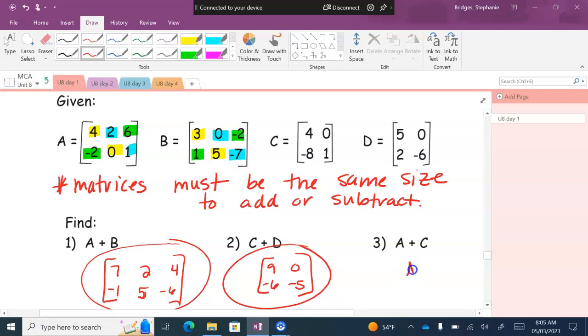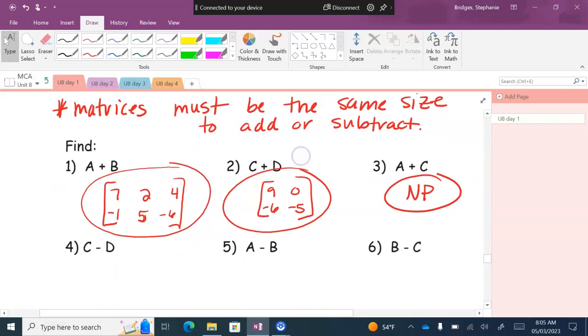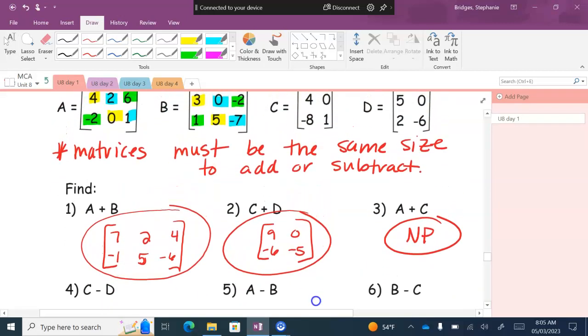Okay, that one is not possible again because they are not the same size. We're going to use the same 4 matrices, and this time we want to subtract. Subtraction is the same. Just be careful what the order is. If it's C first, then you need to look at C first. But you still just subtract the same elements. First row, first column, first row, first column.